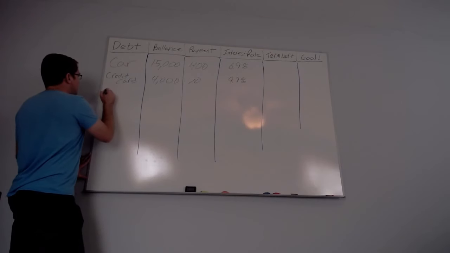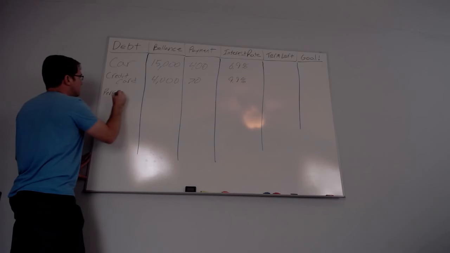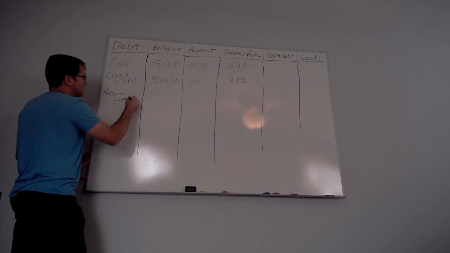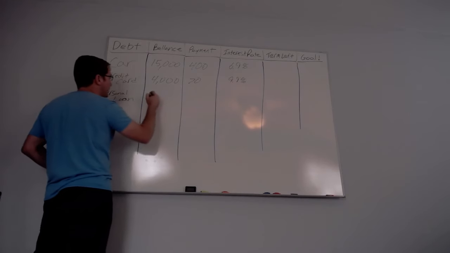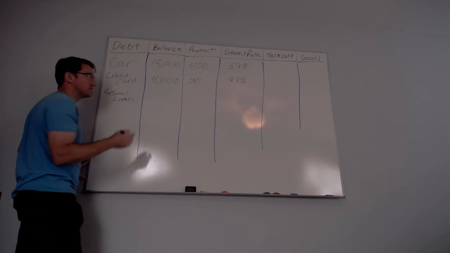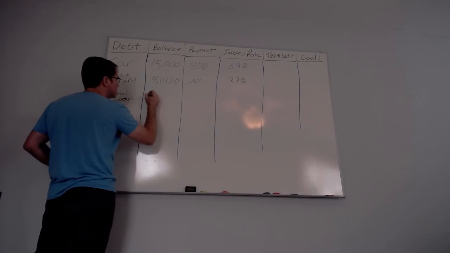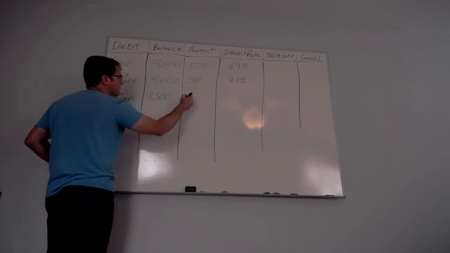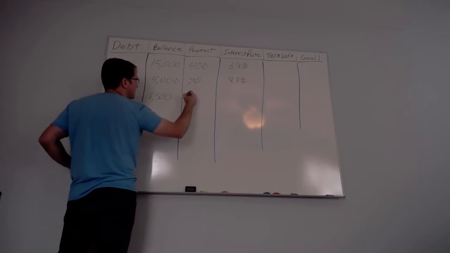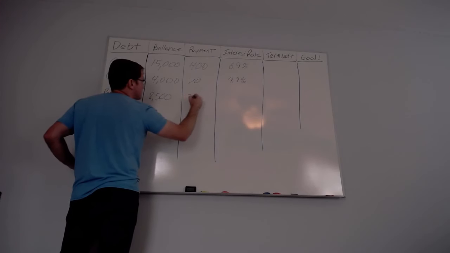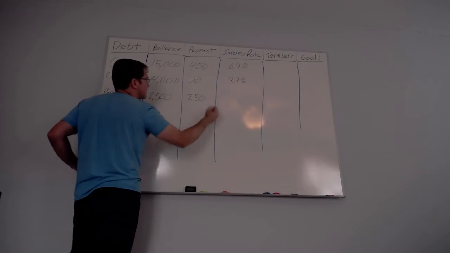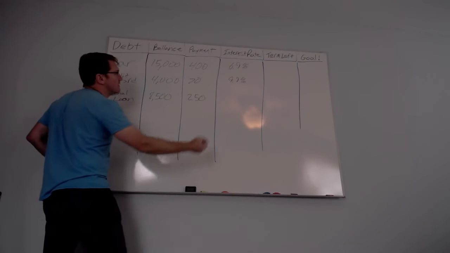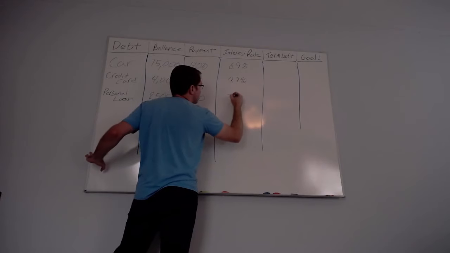You got another, let's just say you got a personal loan. Oops, can't spell today. Personal loan. Say you got a personal loan for like 10,000, but you got like 8,500 left on there. Been paying it off a little bit. Let's say that payment is $250 a month. Interest rate on that, say 7.9%.